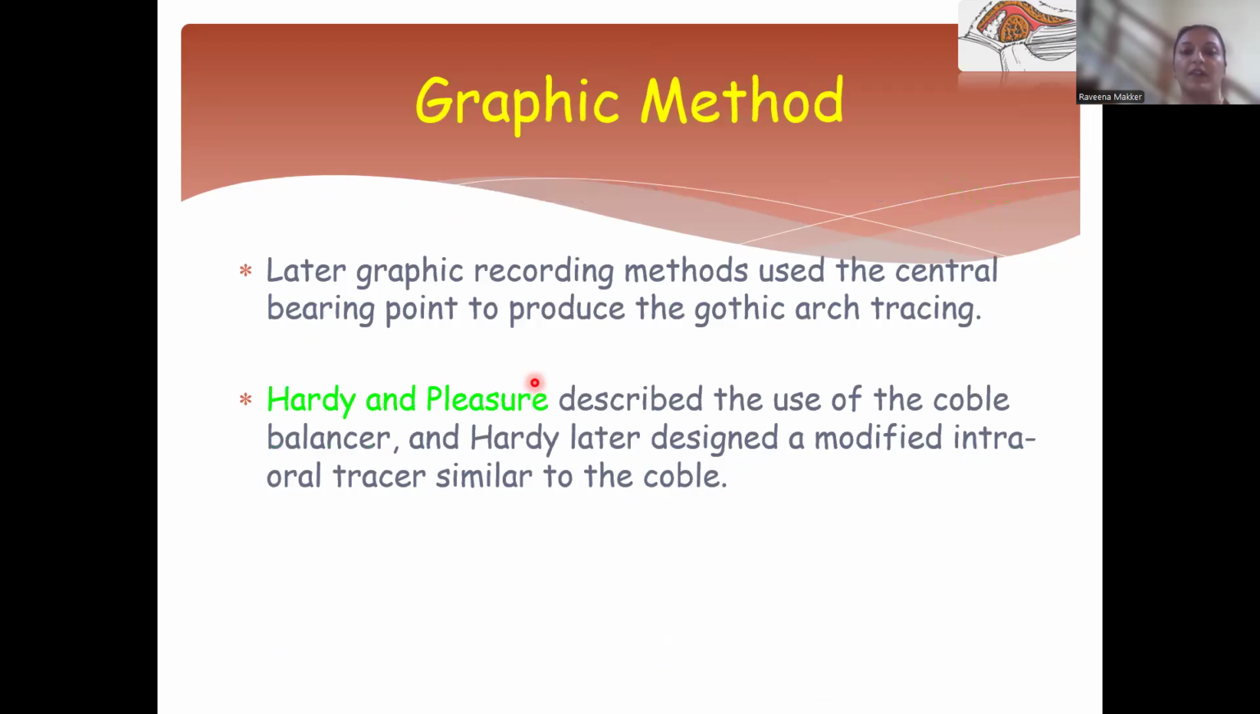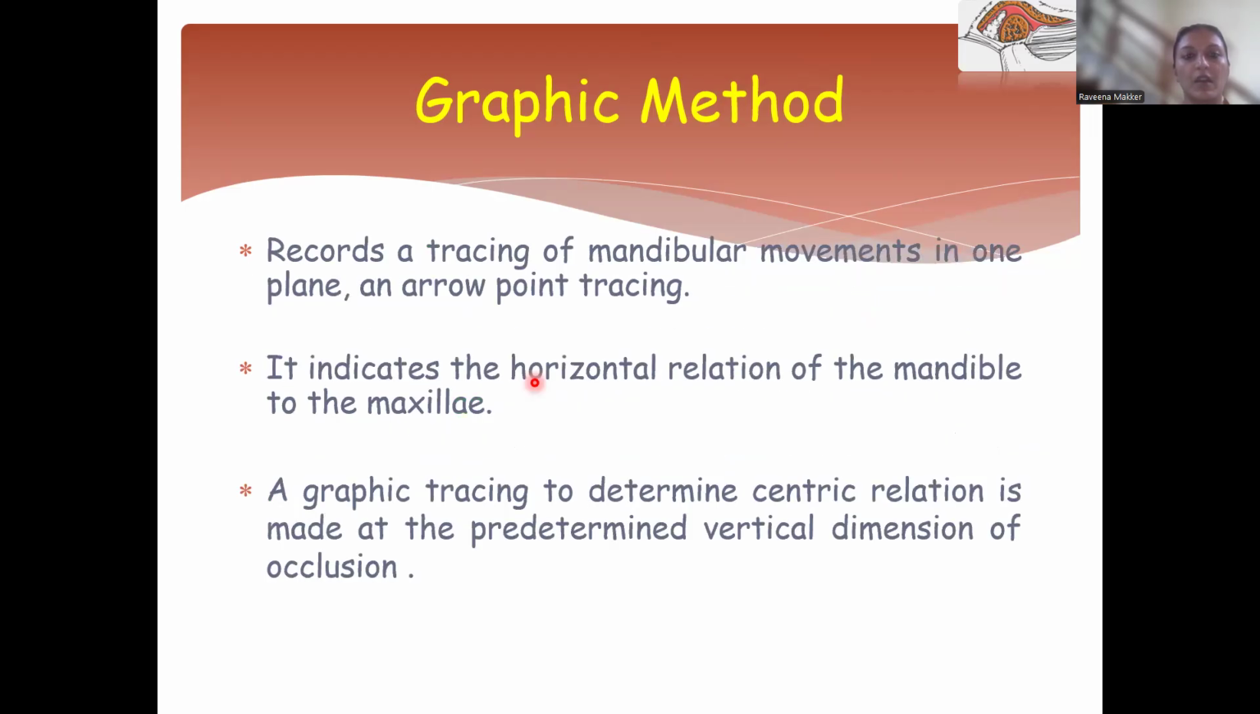Now, later graphic recording methods used the central bearing point to produce the Gothic arch tracing. Now, Hardy and Pleasure described the use of the Coble balancer, and Hardy later designed a modified intraoral tracer similar to the Coble. Now, the graphic method records a tracing of mandibular movements in one plane, forming an arrow point tracing. Now, it indicates the horizontal relation of the mandible to the maxilla.